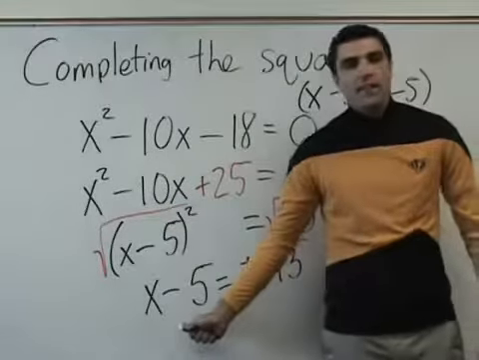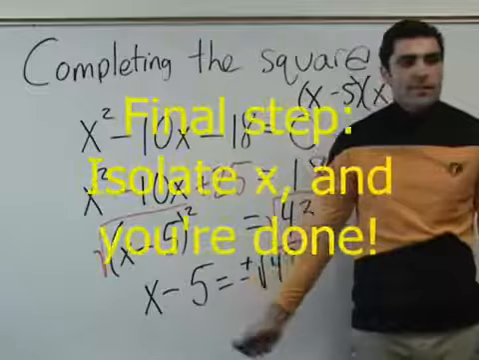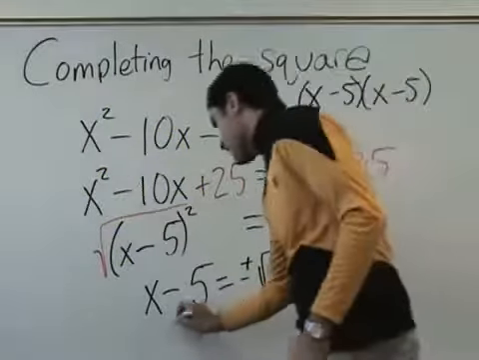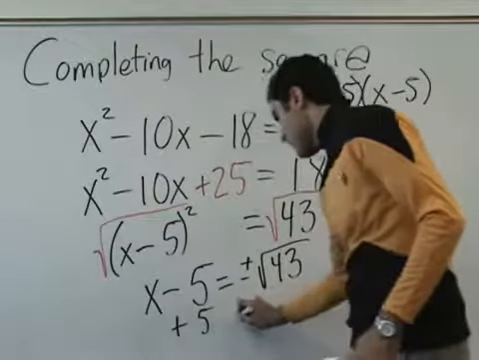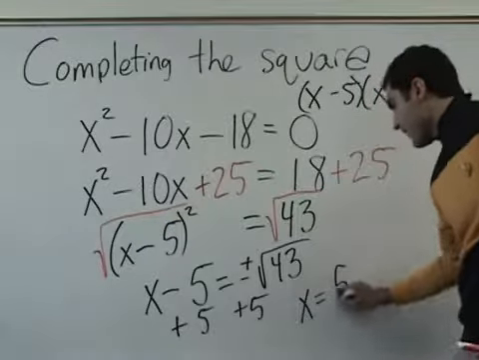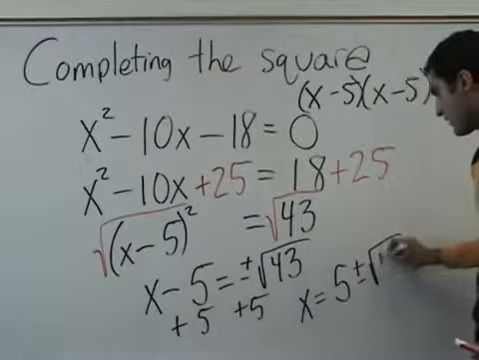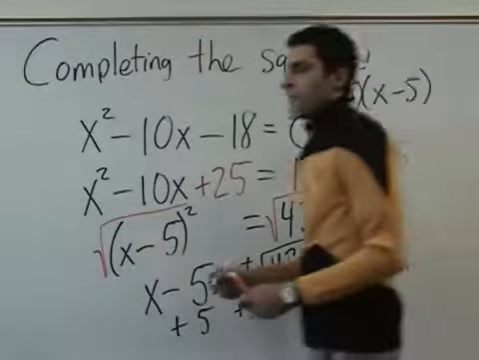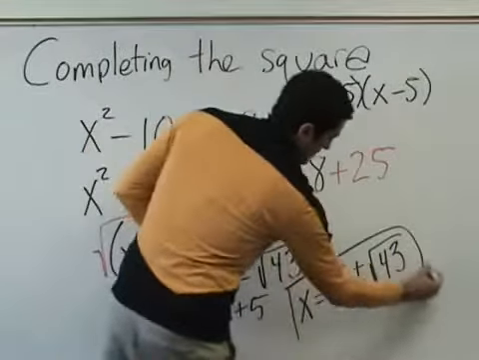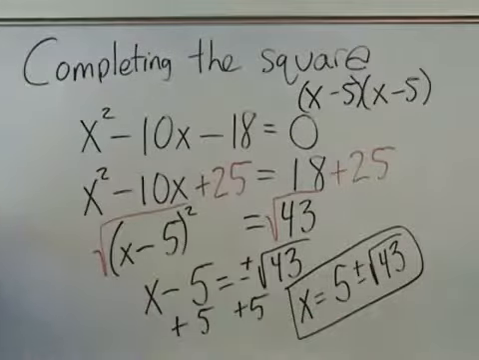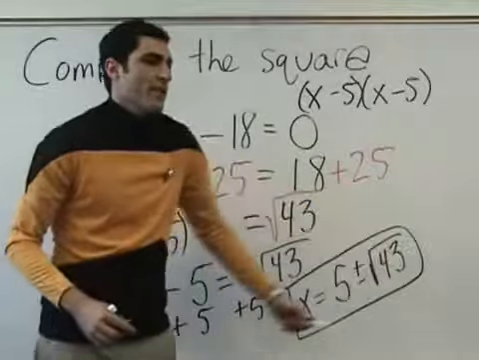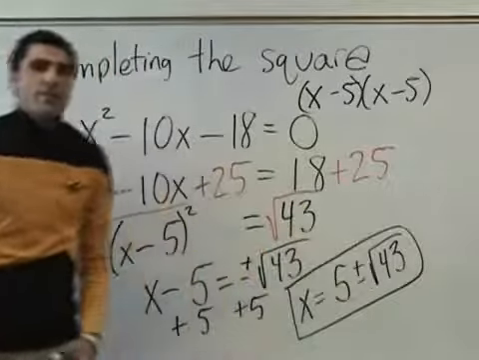So is x by itself yet? No, what do we do with both sides? Add 5, and we're done. That's completing the square. So is that the end? The problem is done. Our answer is x equals 5 plus or minus the square root of 43. Is there any easier way to do that? No, that's the only answer there is. Two answers, two numbers: 5 plus the square root of 43, 5 minus the square root of 43.